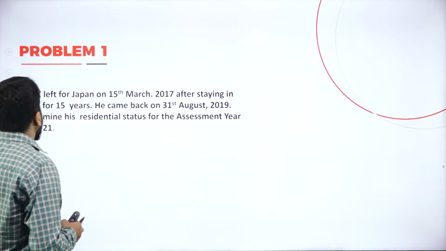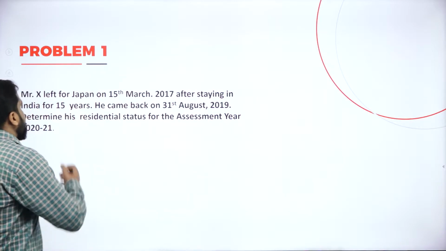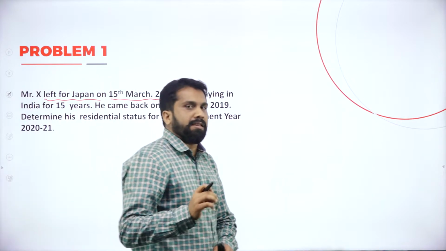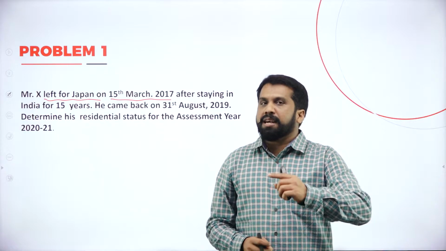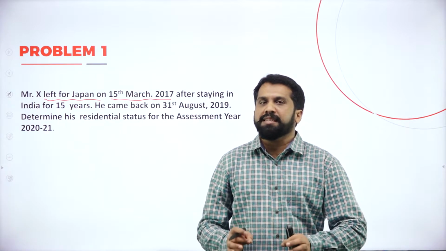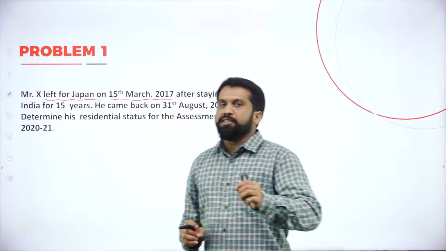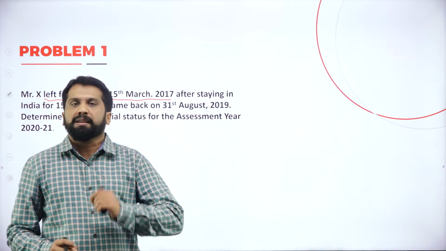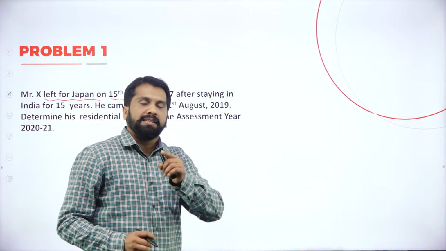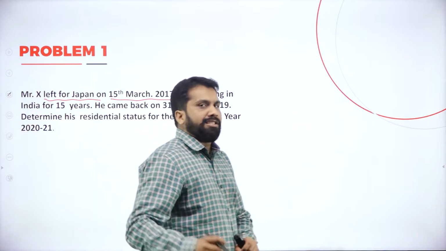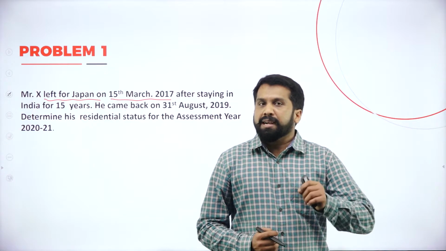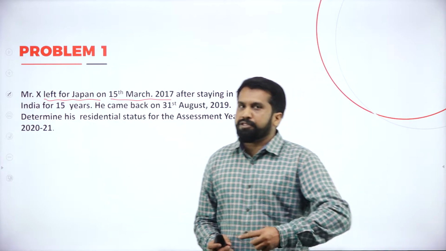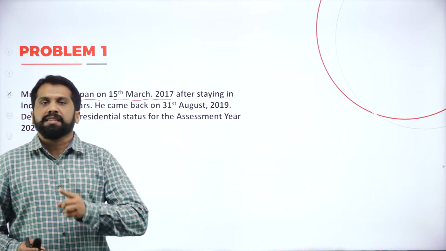Now, in problem 1, X left for Japan on 15th March 2017. Remember, the day he left and the day he arrived should be considered as being in India. For example, if on 1st January he left for Japan, 1st January has to be considered as he is in India. Then if on 10th January he came back from Japan, the 10th January should be considered as he is in India. The day of journey should be considered as being in India.